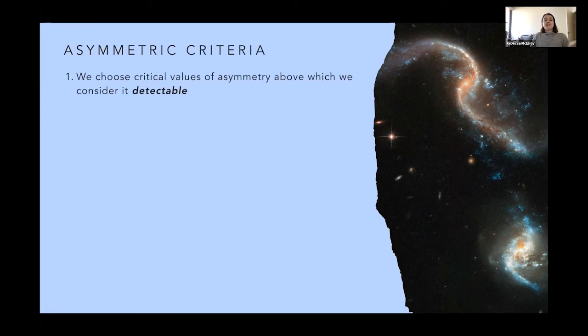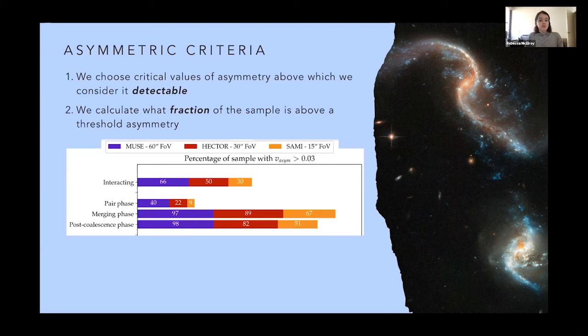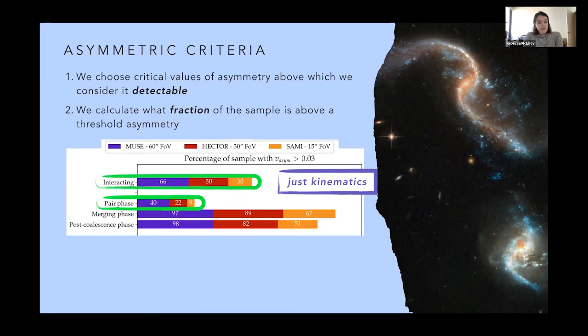So using all of this, we define a criterion above which we would consider the asymmetry to be detectable in observations. And then we calculate the fraction of the sample that is above this threshold asymmetry. So using just our kinematic measurements, the fraction of the sample that is above this criterion is shown here. So we have the 3 fields of view in the 3 colors. Maybe don't worry about trying to disentangle all of this, but at the top we have the full interacting sample, and then we have the pair phase, the merging phase, and the post-coalescence phase. And I'll highlight just this top interacting part and the pair phase.